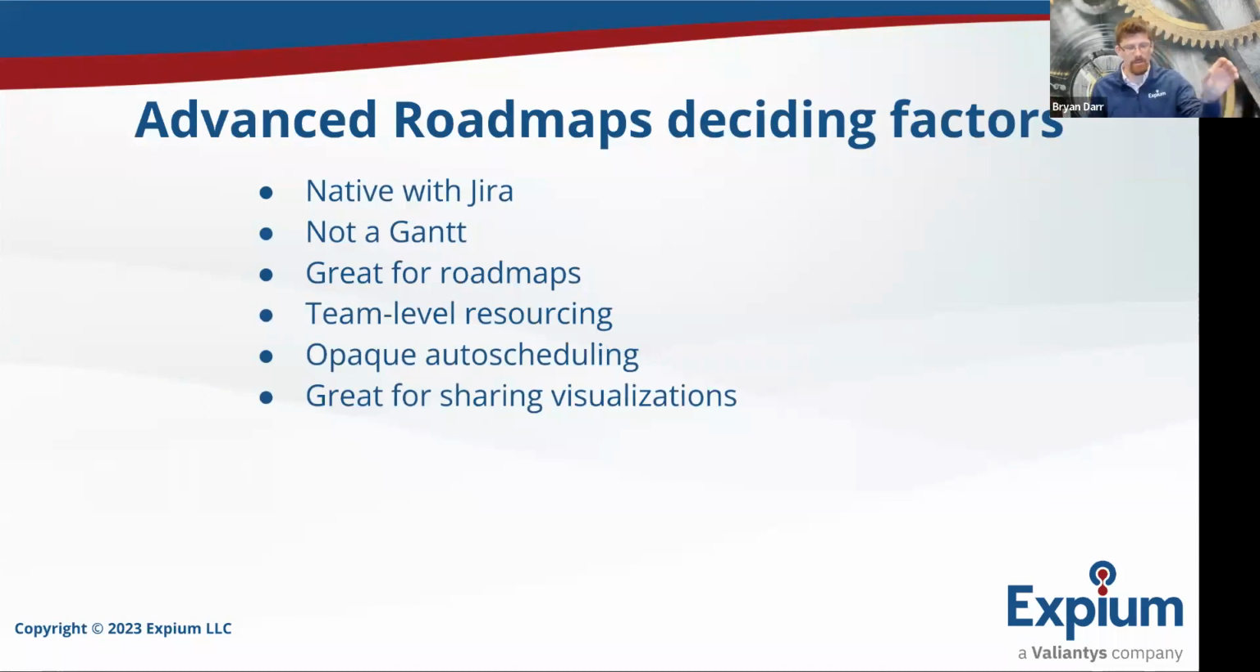If I push one thing out, the children will not push out as well, or the successors will not move automatically. And it will not automatically schedule things based on relationships. It's just whatever the date fields are, that's how it appears on the roadmap. This tool is great for roadmaps, though. It does team level resourcing. It has opaque auto scheduling, so I can't recommend that. And it is great for sharing visualizations.